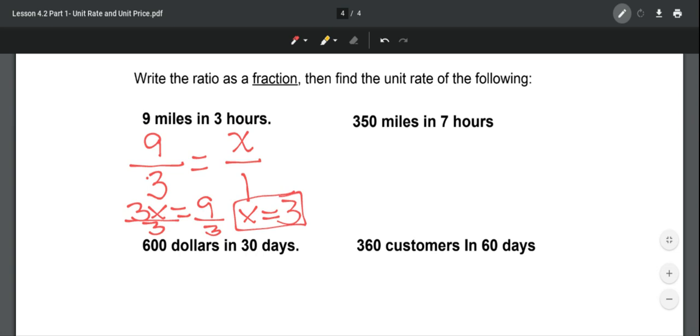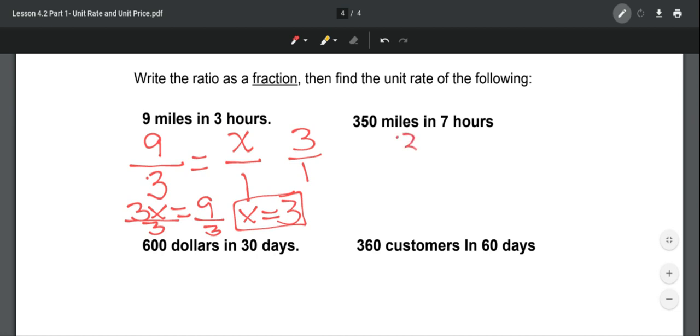Another way we could have done this is by simply reducing 9 over 3 so that the 3 becomes a 1. If we reduce 9 over 3, we would get 3 over 1, which means that this person travels 3 miles per hour. Let's take a look at the next example.